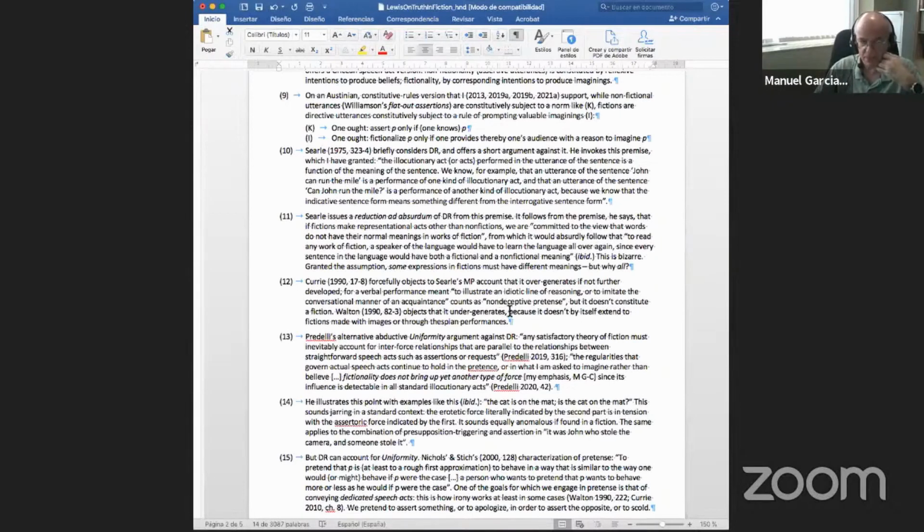This is a bizarre argument. Granted the assumption, granted the premise, some expressions in fictions must have specific meanings, indicating that it's fiction that we are discussing. But why all? Why should we learn the whole language? In the case of the contrast between the indicative and the interrogative, it was just two expressions, the expression indicating declarative mood and the expression indicating interrogative mood. All the others may have, and in fact have, the same meaning.